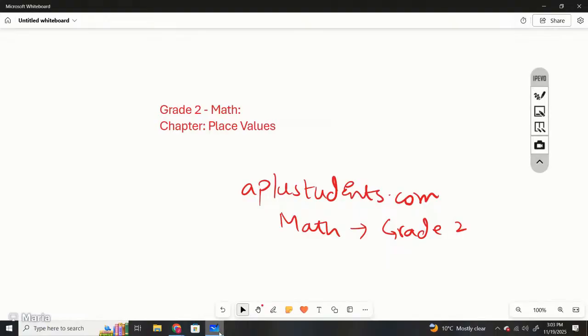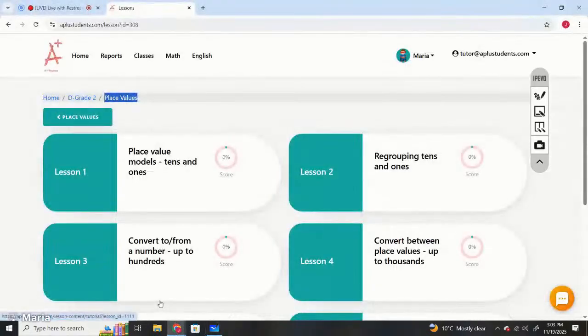You can find all the lessons on aplustudents.com. You have to log in there using your email address and password as provided by the administrator. Then you have to select math from the subject tab. Scroll down to grade 2 math. We're going to start with the chapter place values. Here I'm on the chapter place values.